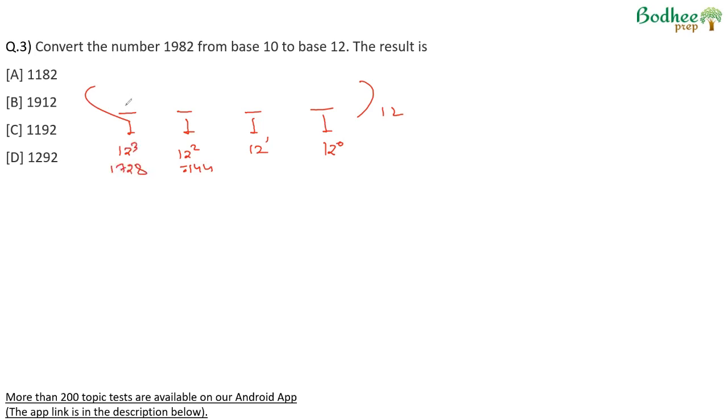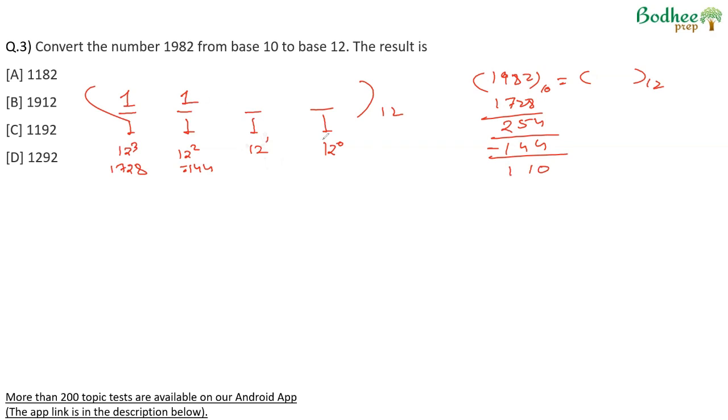Now, what is the maximum number that can come here? We are trying to convert 1982 in base 10 to a base 12 number. Clearly, 1728 will divide 1982 only once, so I write 1 here and subtract 1728 from here. So we get 254. If I look at 144, again it is divisible once. So I subtract 144 from 254. We are left with 110.